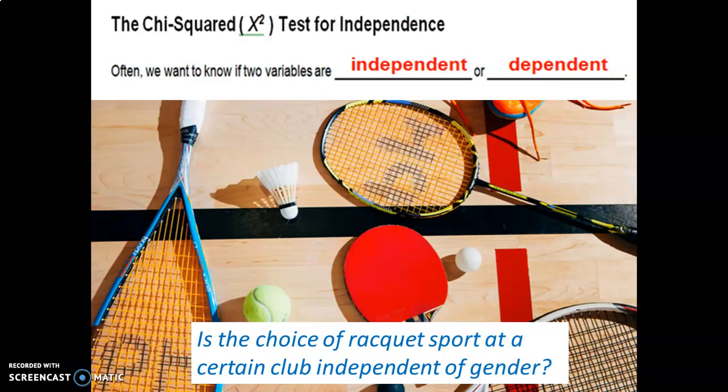Okay, the problem we were working at in the last two videos was the question of, is there a choice of racket sport at a certain club? Is that choice independent of gender? In other words, does one gender prefer a certain racket sport or not?